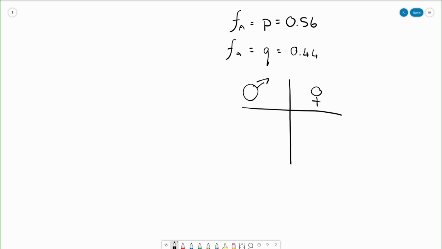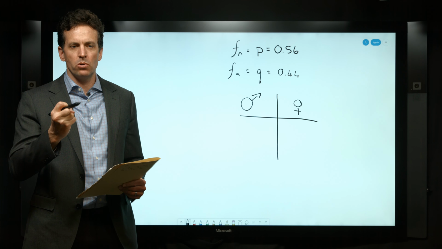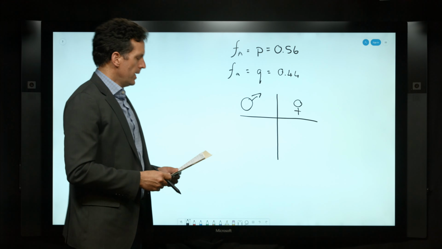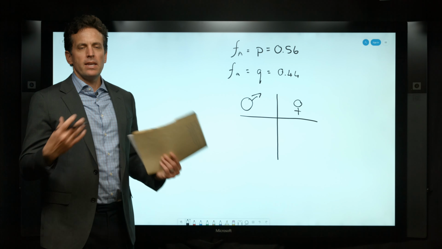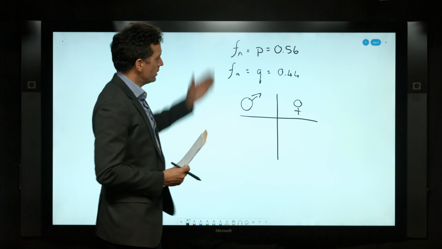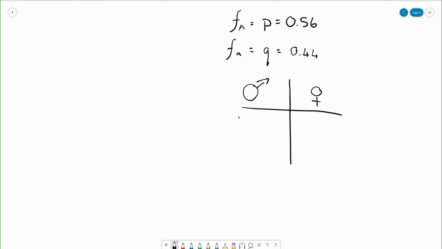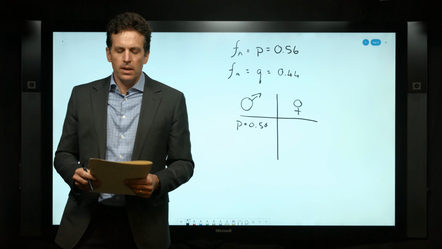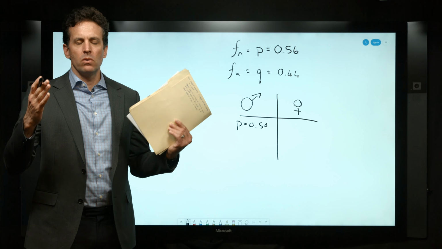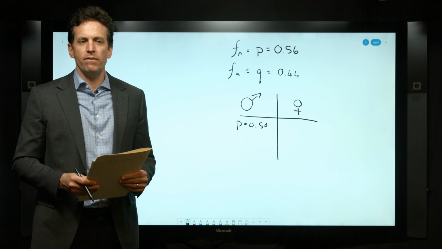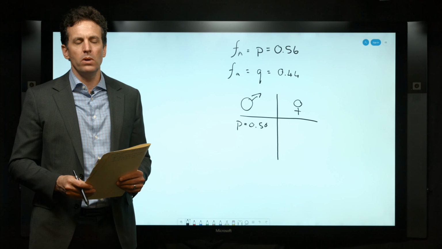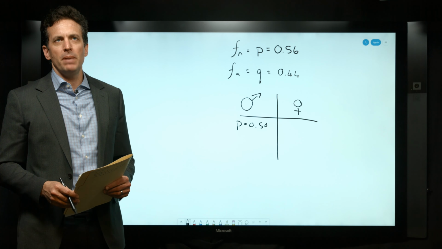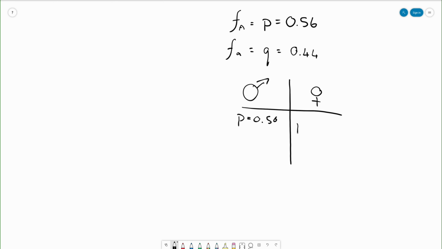And to do that, we think about a process known as sampling the gene pool. So we randomly sample the gene pool in order to form a male gamete. And let's ask what would be the probability that that gamete would carry the big A allele. Well, of course, it is 0.56. So that's going to be P equals 0.56. And if that male gamete was to then fertilize a female gamete that was also sampled from the gene pool, what would be the probability that it would carry the big A allele? Well, of course, that would be P equals 0.56.